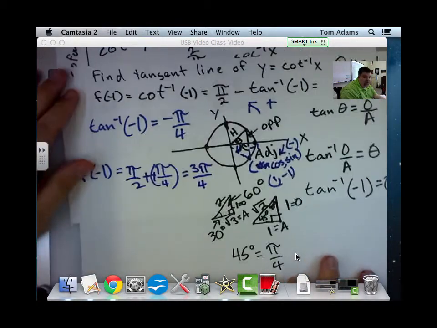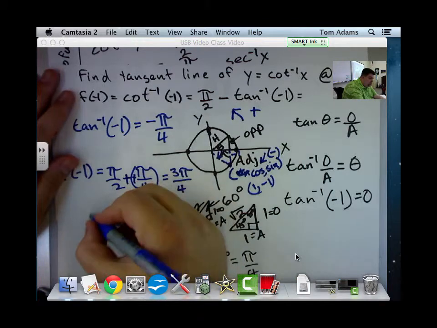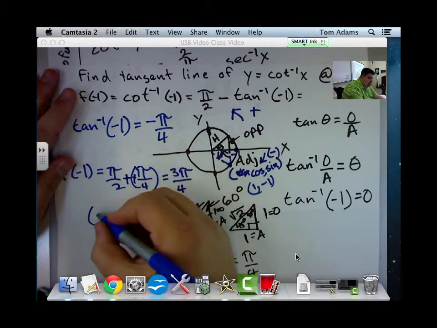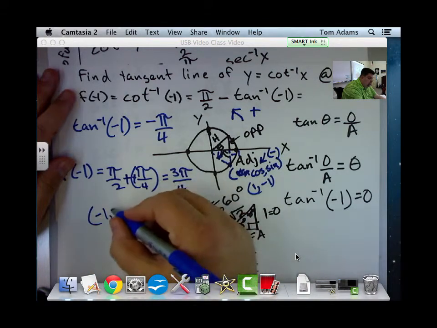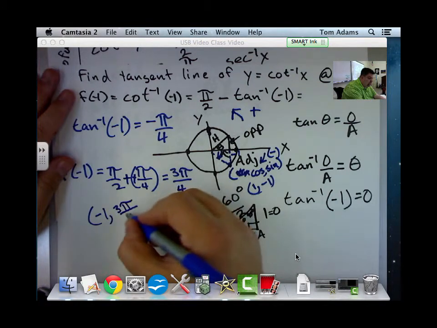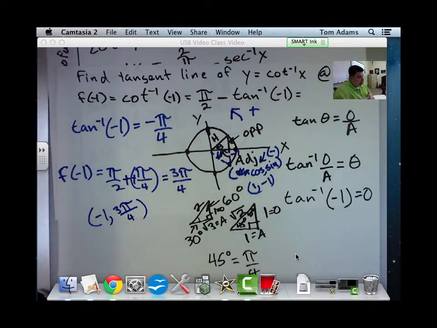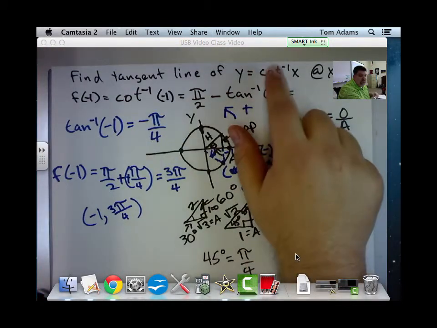So I did all that work to find out that the point on the line exists, and that point is -1, comma 3 pi over 4. And I'm going to need that to write the tangent line, right? The next thing I need is the slope. How do I find the slope? I've got to take the derivative, dy dx, right?